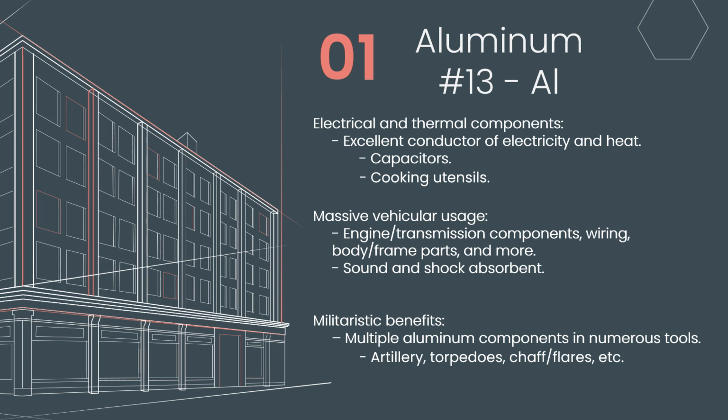Aluminum is used for vehicular parts within the engine and transmission components, more wiring, and even parts of the frame itself. Aluminum has also proven capable at softening rough terrain by being extremely shock and even sound absorbent. Our military even uses the metal, as it has been used in multiple tools and weaponry like artillery, torpedoes, missiles, and chaff or flares.